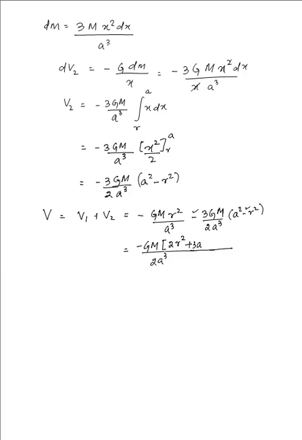3a squared minus 3r squared. That's much simpler. So 2r square minus 3r square is simply minus r square. So this is minus gm divided by 2a cube. This is 3a square. Let's keep it first, and then minus r square. So 3a square minus r square.